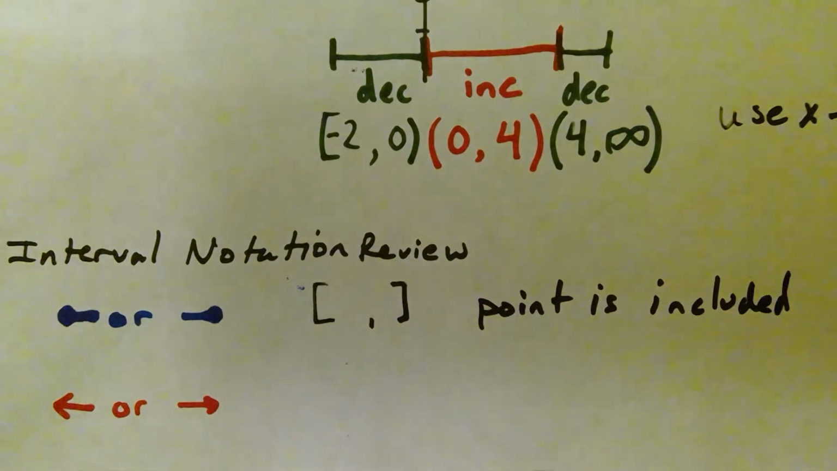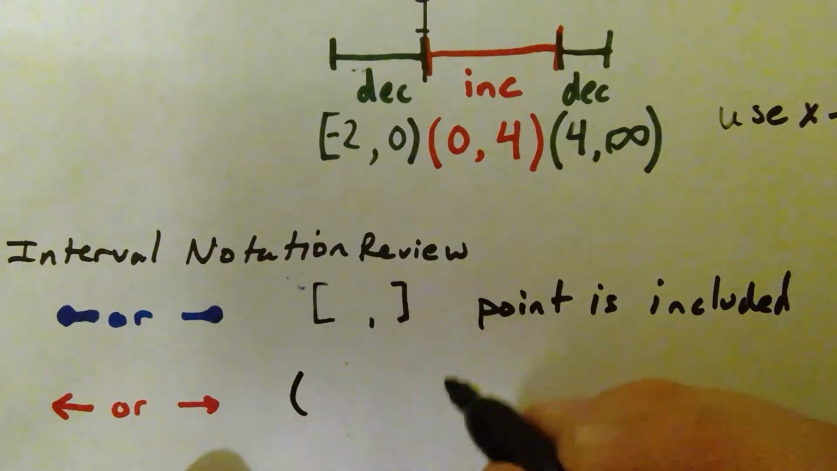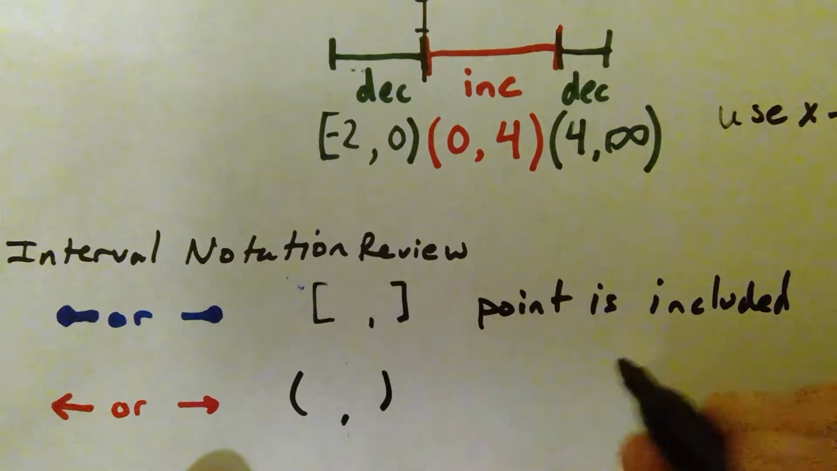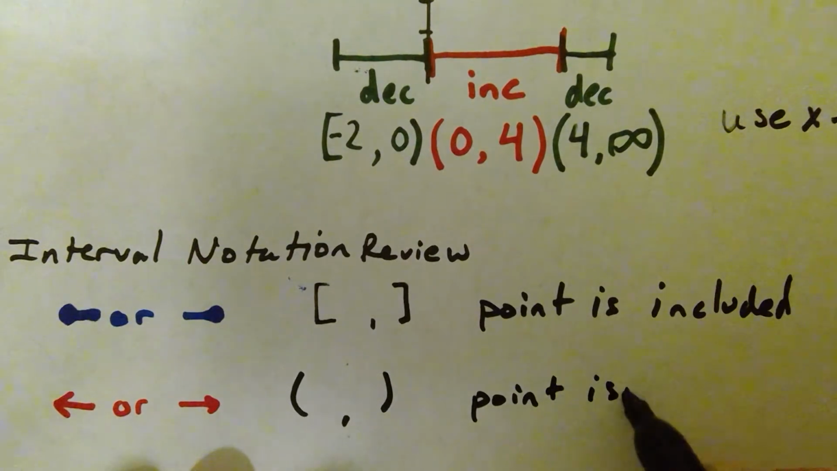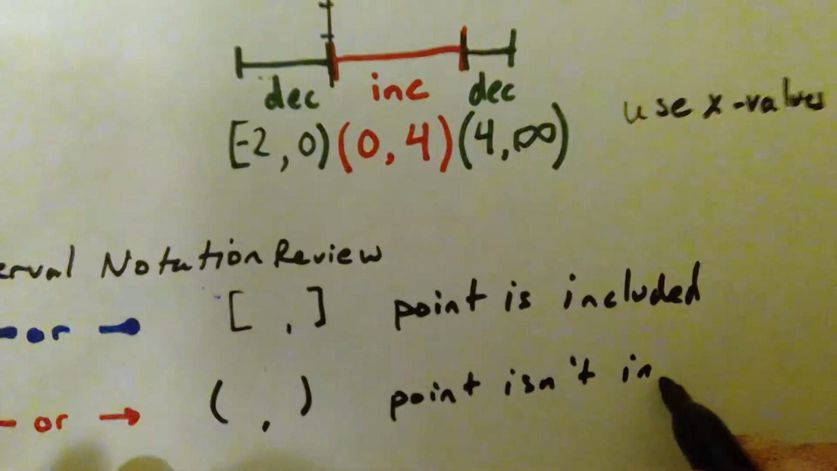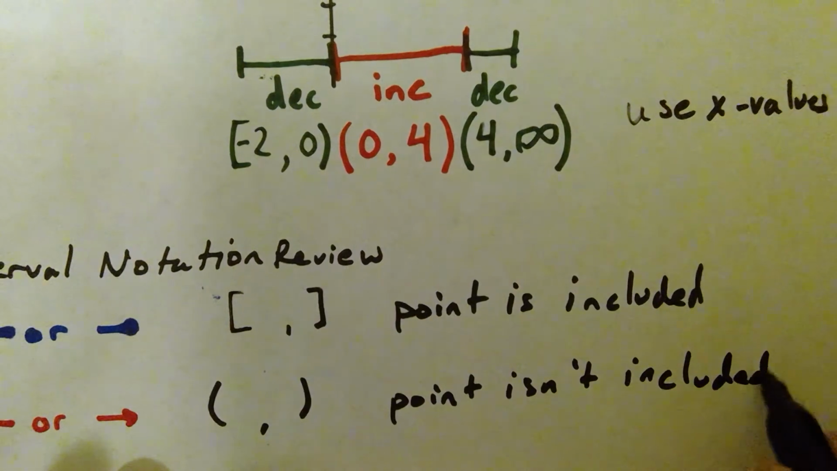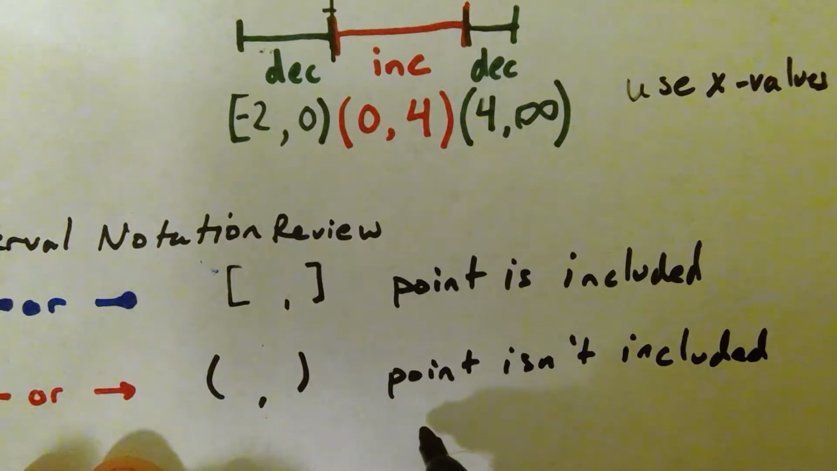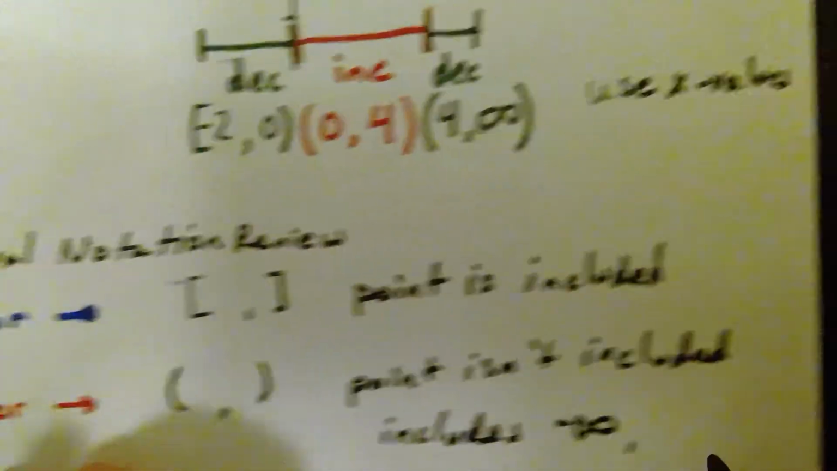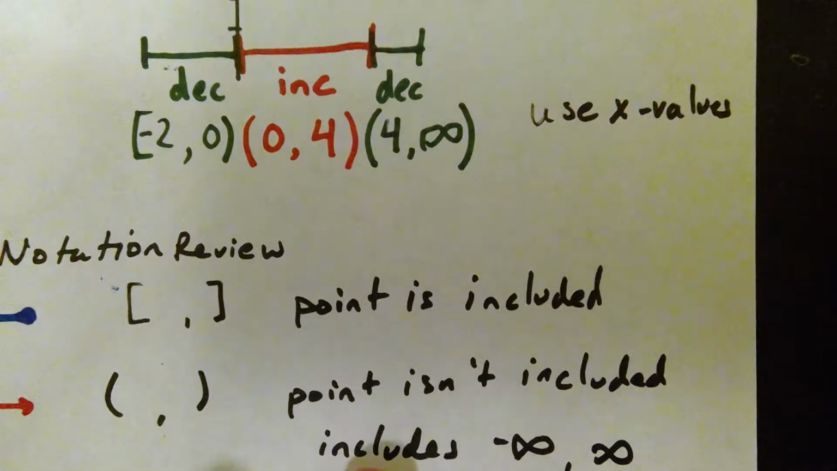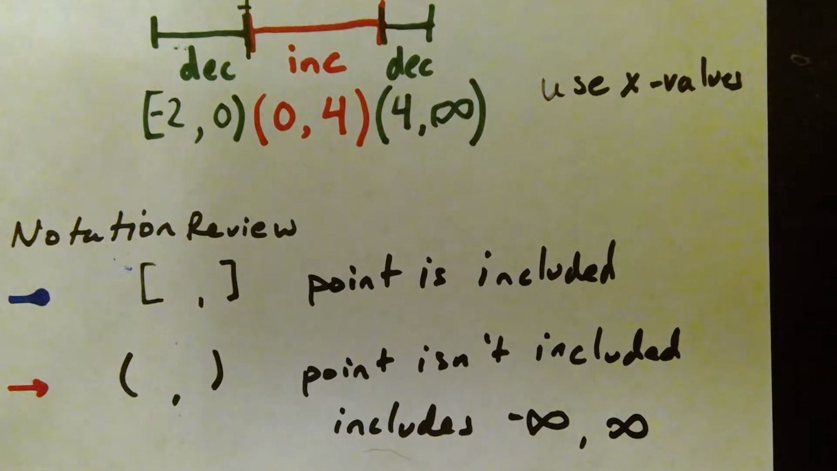If we have an arrow, we use parentheses. The point isn't included. And as we just talked about, it includes negative infinity and positive infinity. Okay, just a quick review of interval notation.